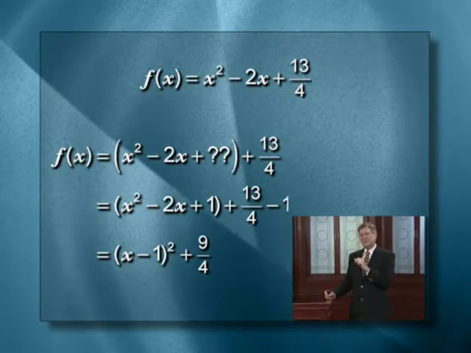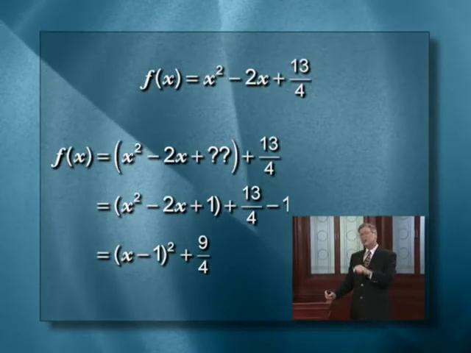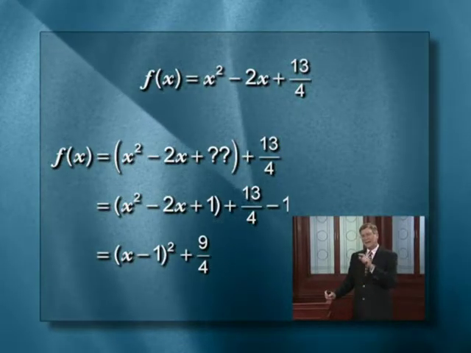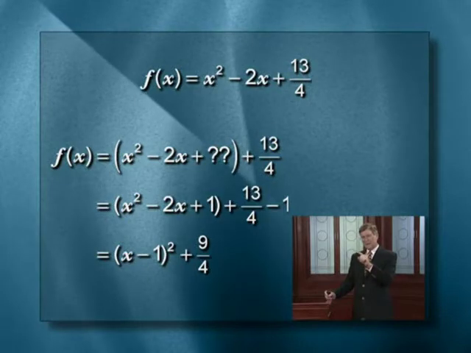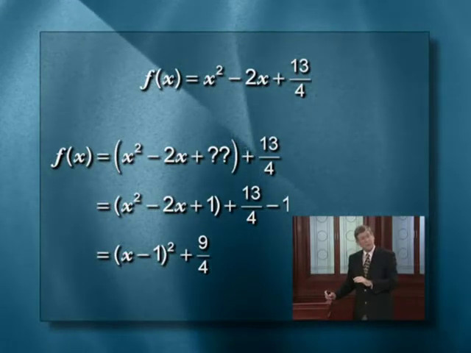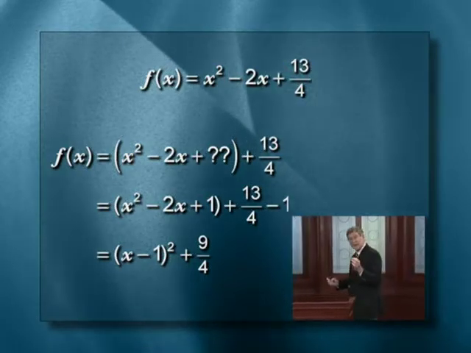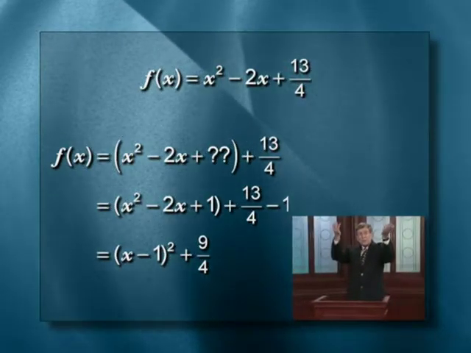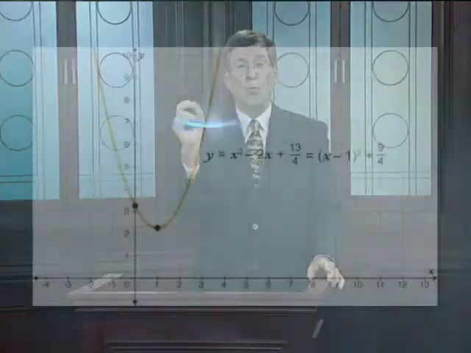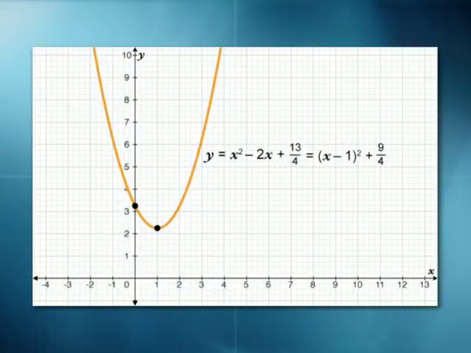Because look what happens here. What's the smallest f of x can be? Well, if x is 1, then you get 0 squared plus 9/4, or 9/4. And for any other value of x, it's bigger, because you're adding a positive number to 9/4. In other words, this parabola has a vertex at 1, 9/4.